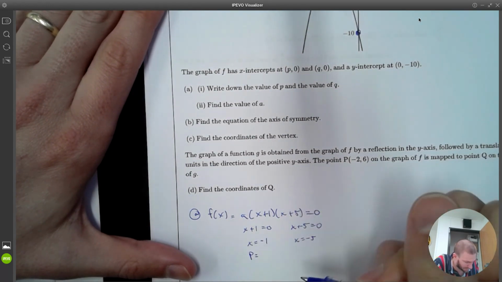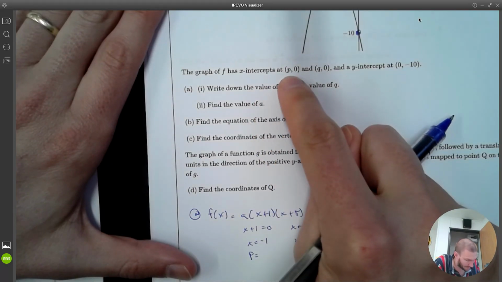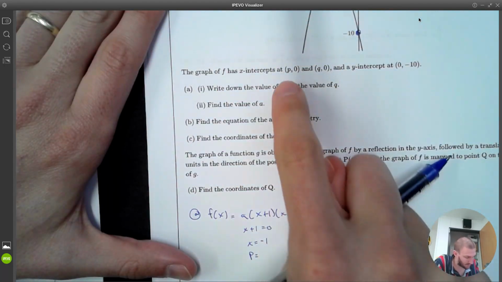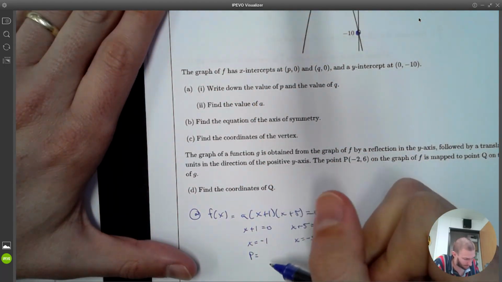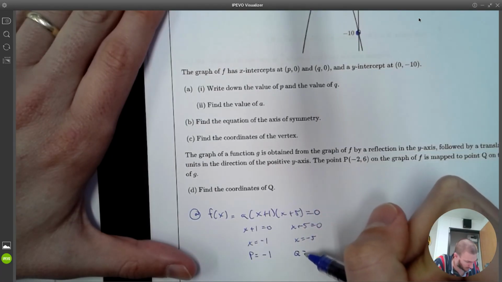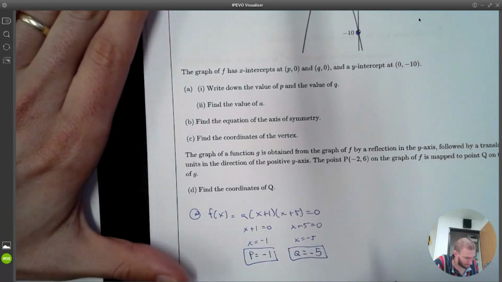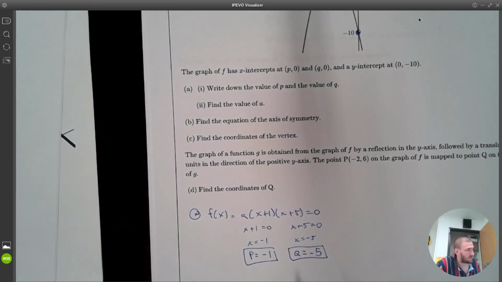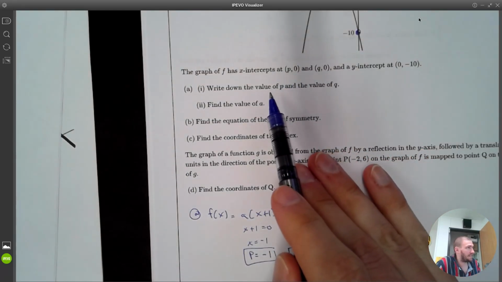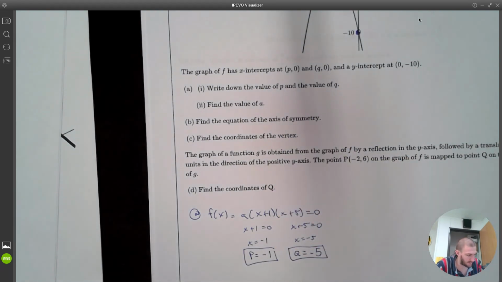P is equal to, remember P and Q are the intercepts, not the factors. So if the factor is 1, then the intercept would be -1. So P is equal to -1 and Q is equal to -5. I wrote these as straight up values and not put them in their parentheses because it just says the value of P. It doesn't say what is like the intercept. So I'm pretty happy with that.